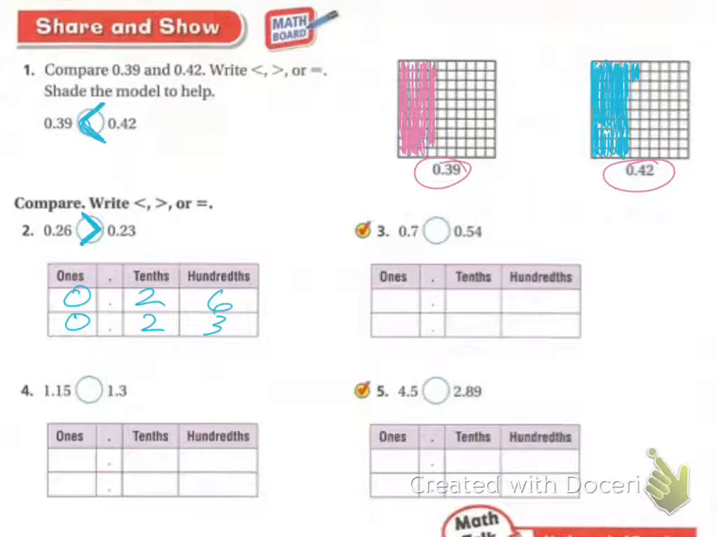Moving on to number 3, we have 0.7, 0.54. And if it's in tenths, I usually just add a 0. It makes it easier for me to understand 70 versus 54. So 70 is definitely bigger than 54.